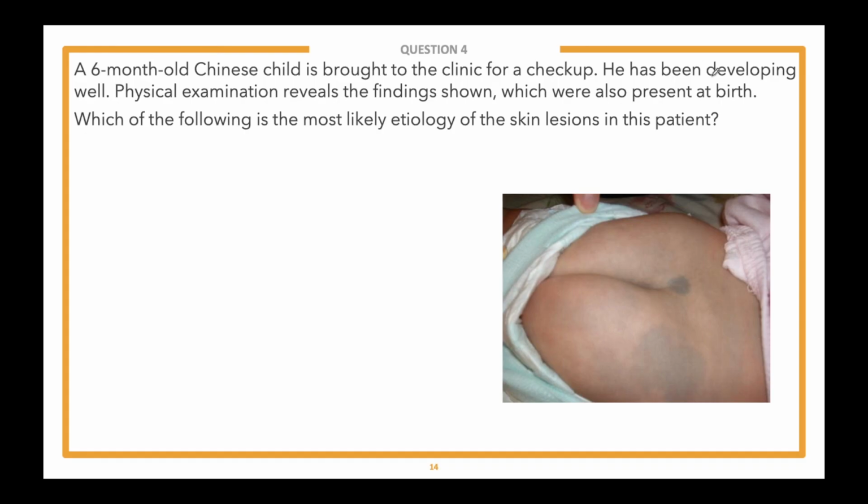Once again, the answer choices are covered up. That is by design, and we will begin with the lead-in.